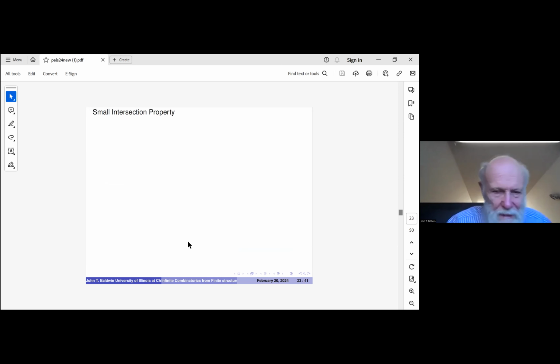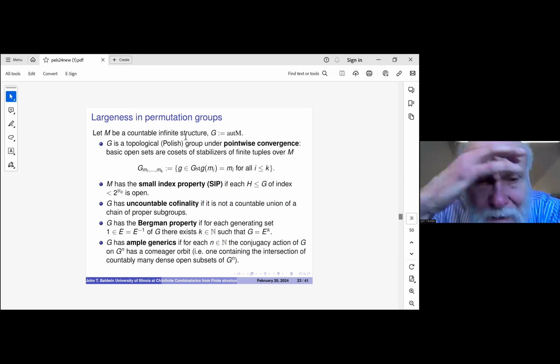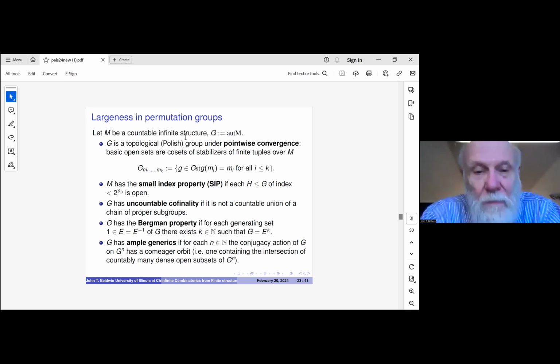Okay, now I was inspired by Peter's talk to finally learn something about the small index property. Yes, this says intersection, but it's index, the small index property. And so let's recall here that Peter kindly loaned me several of his slides, and the next two or three are just copied from his talk.